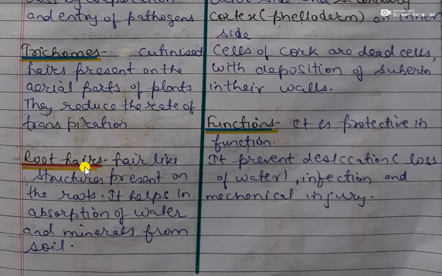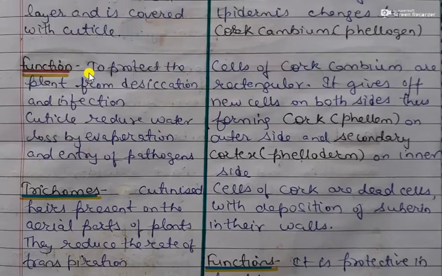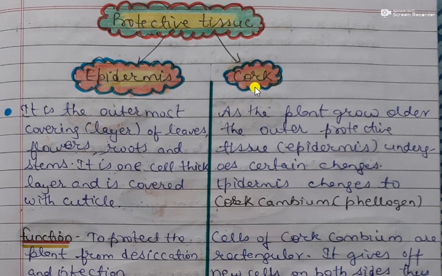Epidermis also consists of root hairs. They are the hair-like structures present on the roots. They also arise from the epidermis. It helps in absorption of water and mineral from soil. See, root hair, they help in absorption of water. But the hairs which are present on the stem or aerial part, they prevent the loss of water from the plant body. Now let us study about the cork.